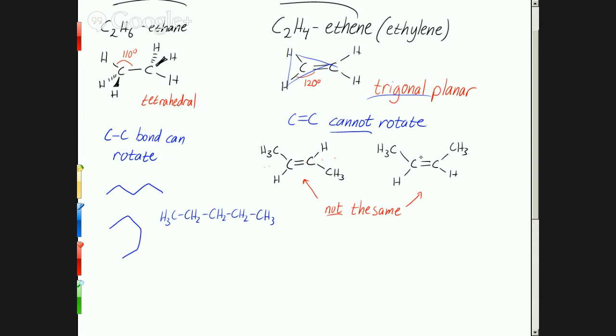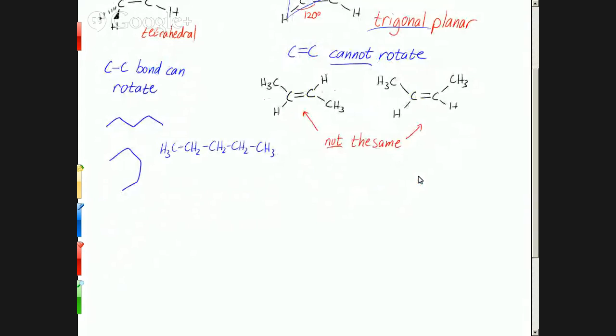But because it's a double bond, we can't just twist it over. It's stuck in that configuration. And that means that those are different molecules. And we actually have special names for them. So we should say here, these were all the same, and these are not the same. Anybody know what the names are that we give the different orientations?